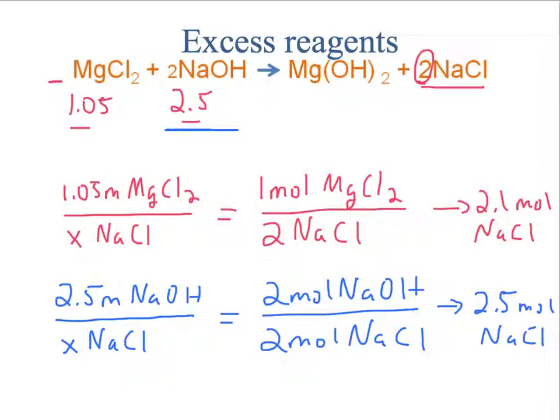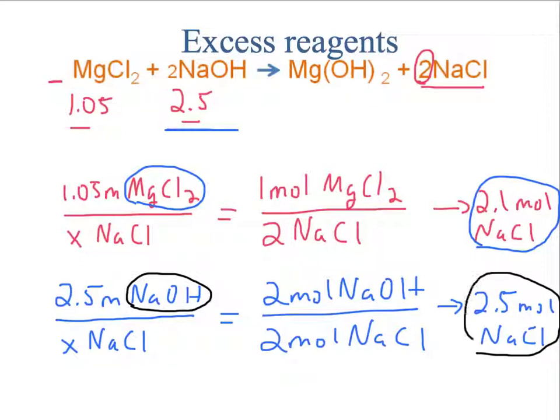So because the magnesium chloride only makes 2.1 moles of sodium chloride, whereas the sodium hydroxide makes 2.5 moles of sodium chloride, magnesium chloride is our limiting reagent because it's going to run out. Once we make 2.1 moles of sodium chloride, we're done, and we're going to have excess sodium hydroxide. So now we're going to figure out how much excess sodium hydroxide is left over.